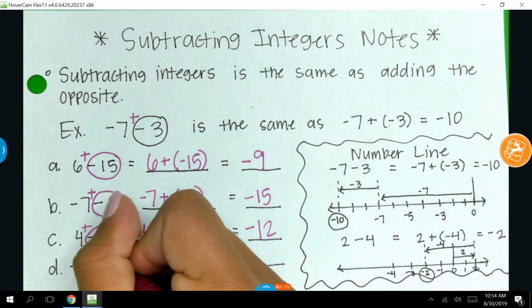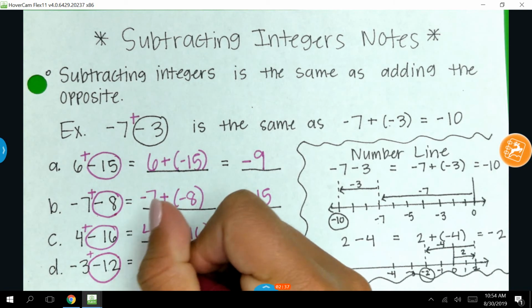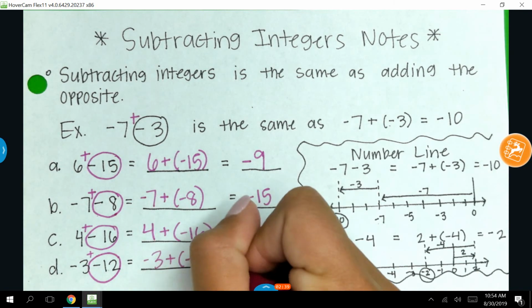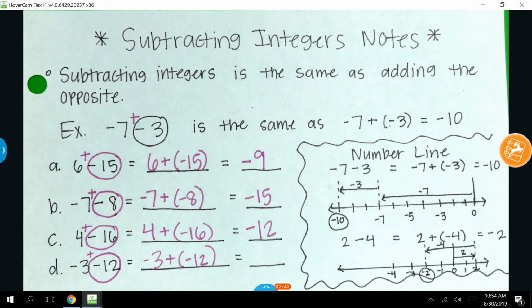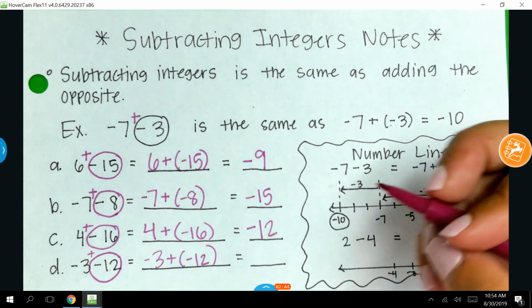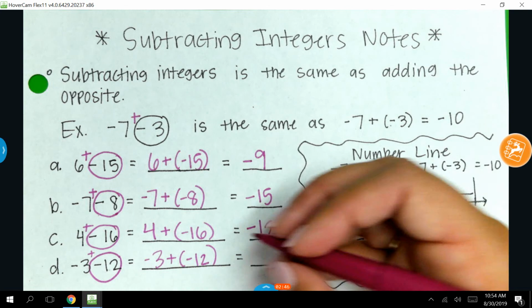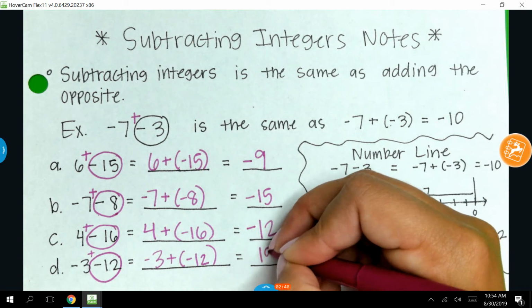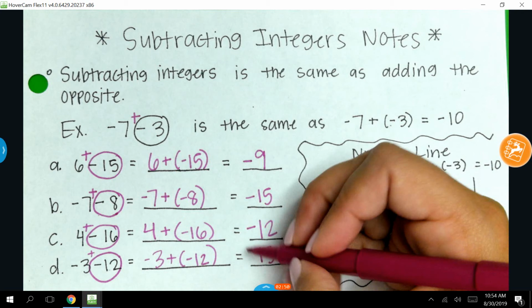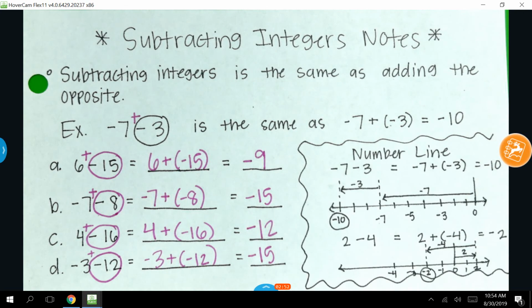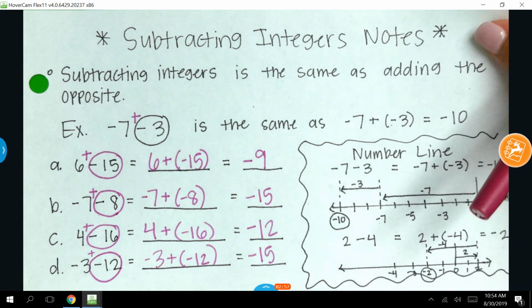Negative 3 minus 12 becomes negative 3 plus negative 12. Same sign, so I'm, what? Adding, so 3 plus 12 gives me 15. They were both negative, so that means the answer has to be negative. Any questions?